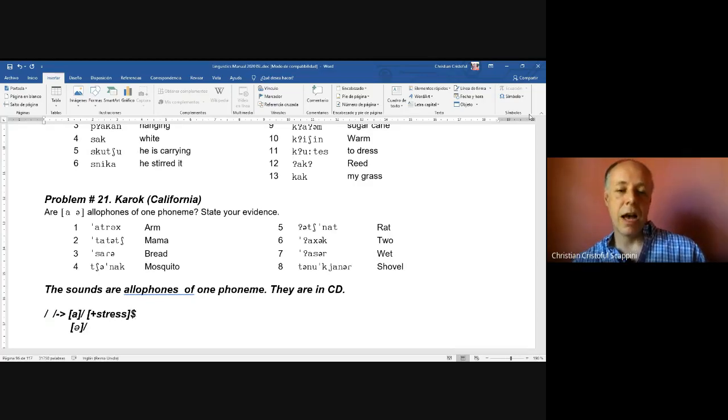Notice that I did not write an underscore before the dollar symbol or after the dollar symbol. I did not write anything. What does it mean? It means stressed syllable. And this one is always unstressed syllable. Very good. And now I need to decide which one the phoneme is.